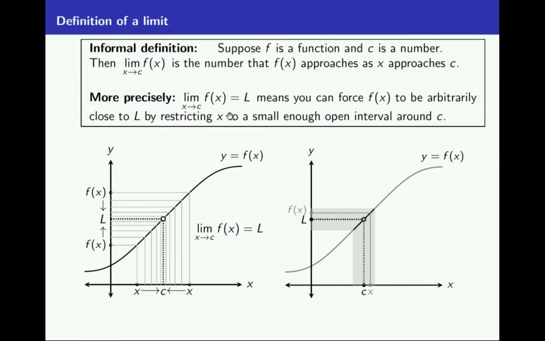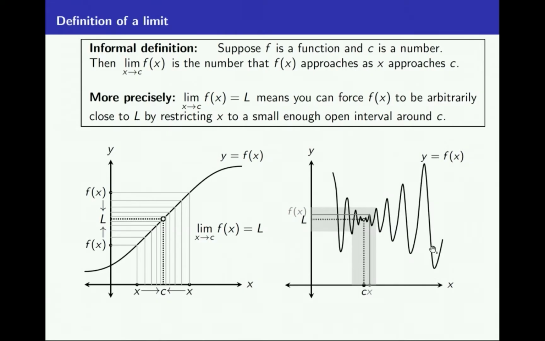This is a more precise way of looking at the limit and defining a limit, because it could be that your function f of x looks something like this. It has some rather wild behavior. In this case, notice that as x gets closer and closer to c, f of x is below L, then it goes above L, then below L, above L, below L, above L. It's oscillating back and forth above and below L.